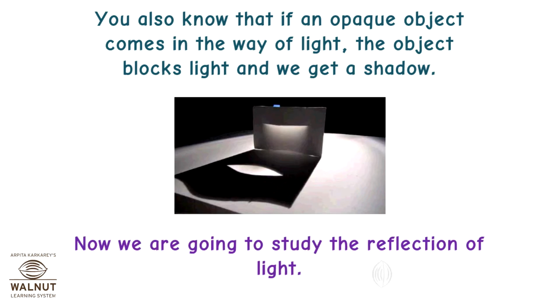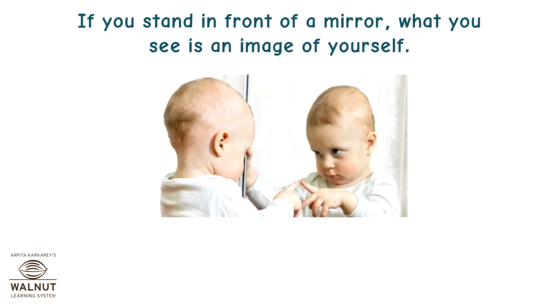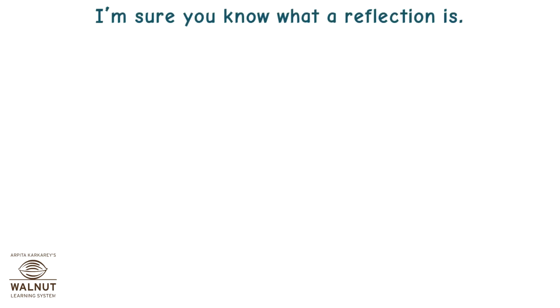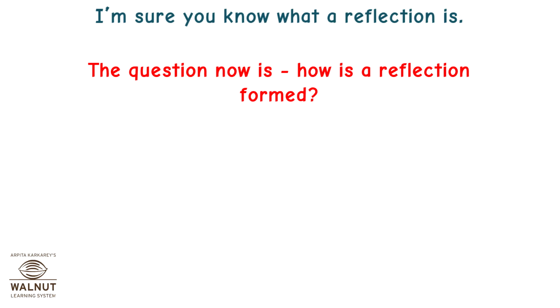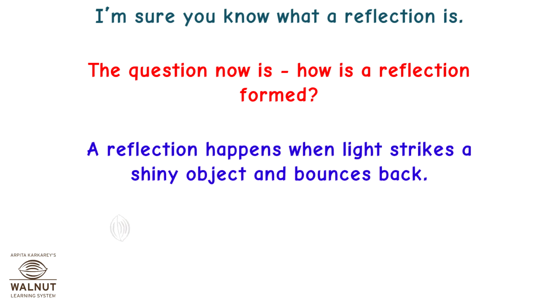Now, we are going to study the reflection of light. If you stand in front of a mirror, what you see is an image of yourself. This is a reflection. I'm sure you know what a reflection is. The question now is, how is reflection formed? A reflection happens when light strikes a shiny object and bounces back.